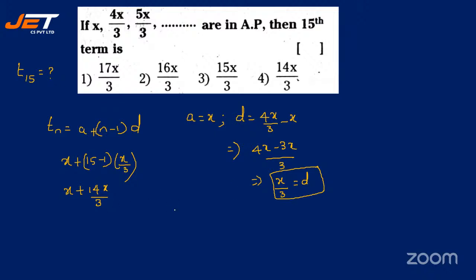So 3 into x, let's take LCM, 3x plus 14x. So 14, 15, 16, 17x by 3. So this is the answer for T15.